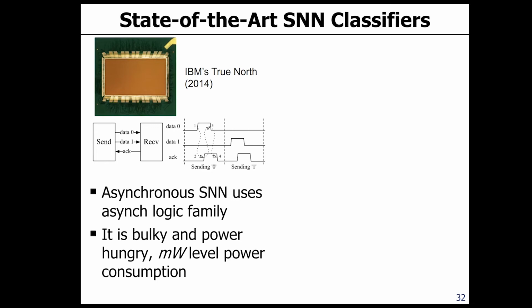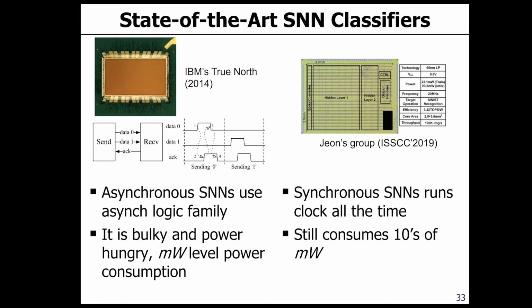Because of this, some people started to design synchronous versions of the spiking neural network. It has a clock, and since we have a clock, we can use static CMOS logic, which consumes very low power and is very robust as well. However, this clock runs all the time. By the way, this is work by SNU at ISSCC 2019 from Professor John's group, and it still consumes tens of milliwatts, right? So that's the current status of SNN hardware design.